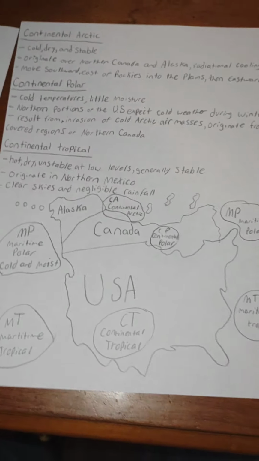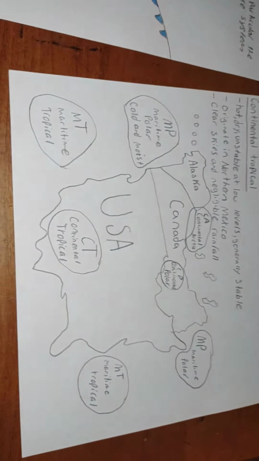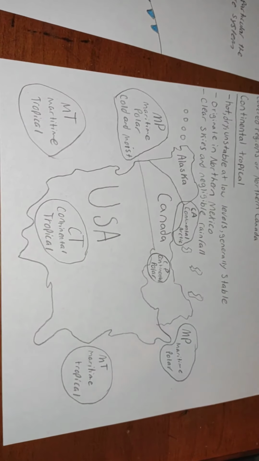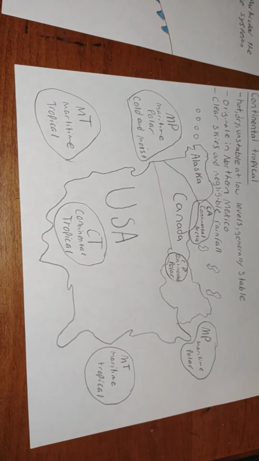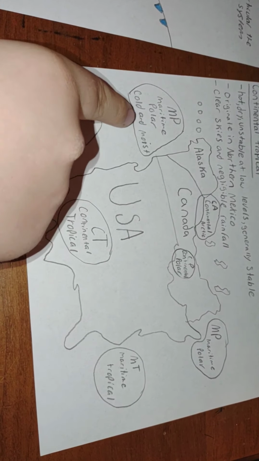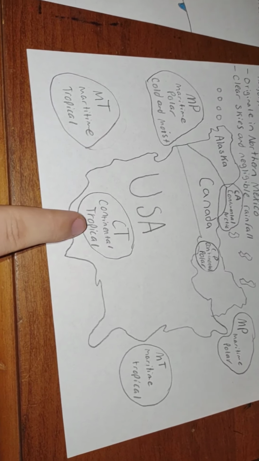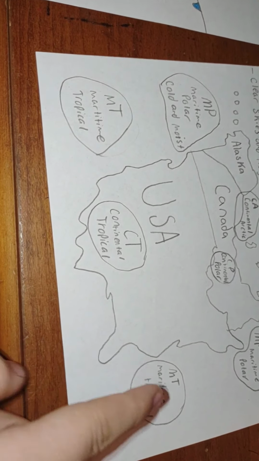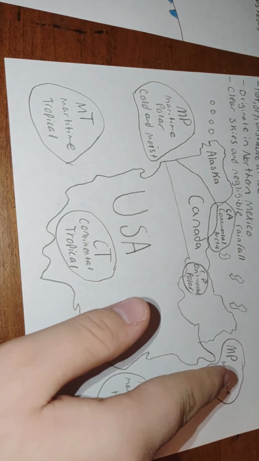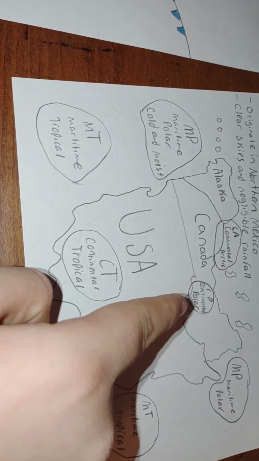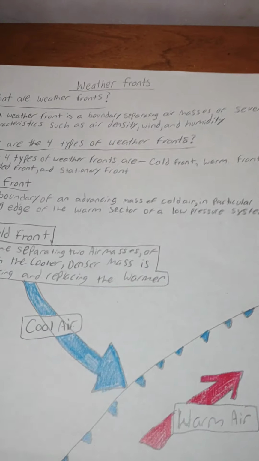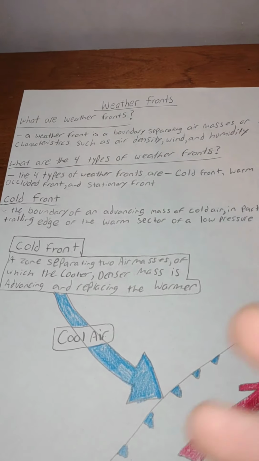Here I drew a map of the United States, including Canada and Alaska. You see maritime polar right there, maritime tropical, the continental tropical, maritime tropical, maritime polar, and continental polar. And then you've got the continental Arctic up there. That's all for air masses. Now we're moving on to weather fronts.